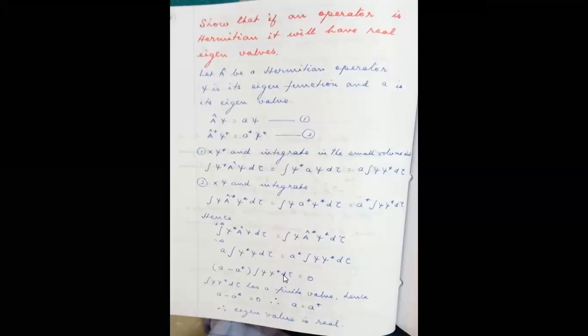Here, the integral psi star psi d tau has to be a finite value. Therefore, this part cannot be 0. So what is 0 is A minus A star. If A minus A star is 0, then A and A star will be equal. If A star and A are equal, then A is real. If it were a complex number, A star would have a negative imaginary part, and then this would not be true. Therefore, A is a real value. This is how it is proved.